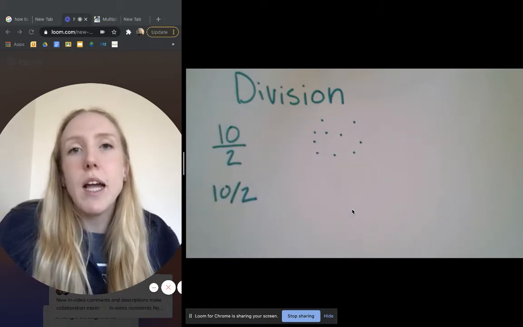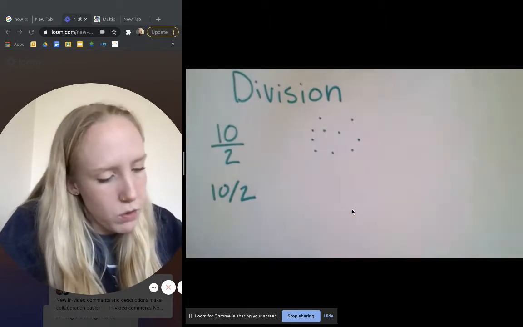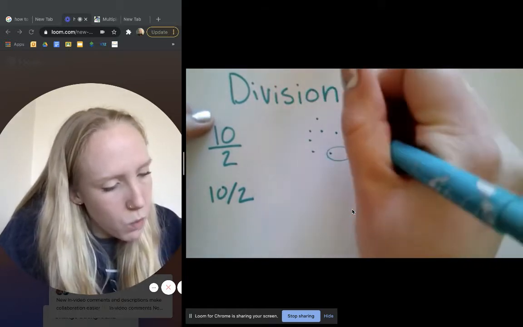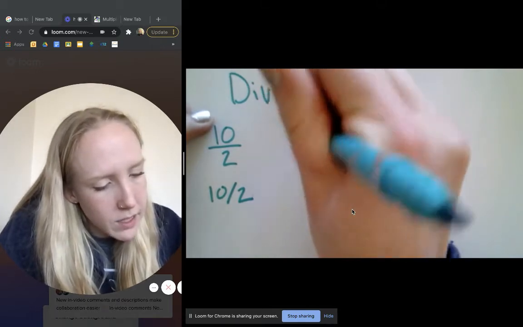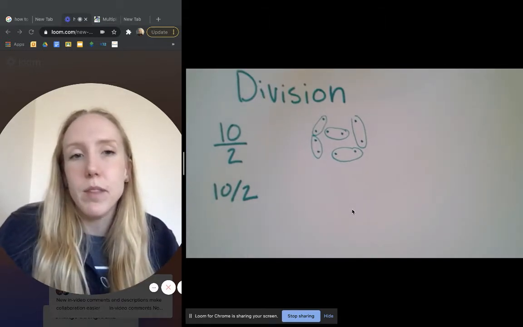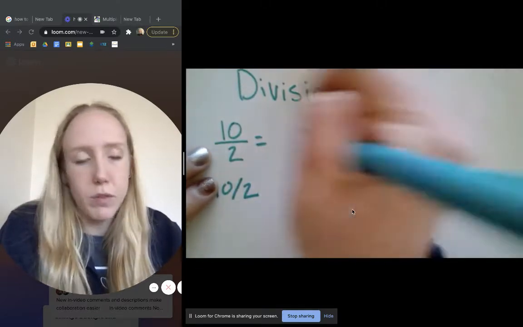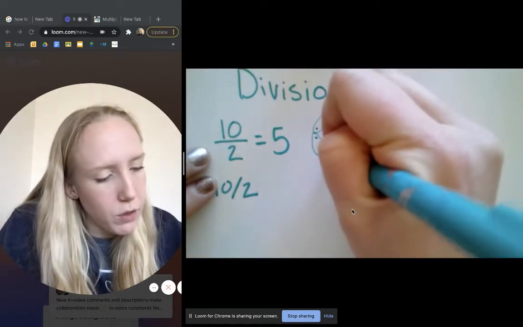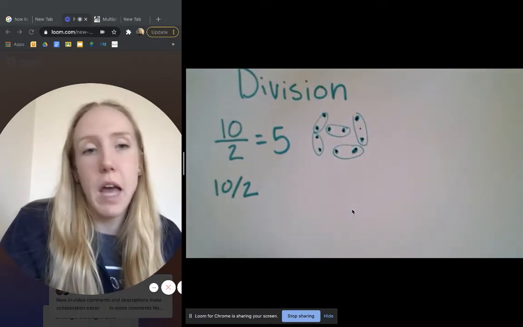So what I'm going to do is I'm going to count how many 2s I can fit into 10. So here is 2. Here's 2. Here's 2. So 2, 4, 6, 8, 10. So think to yourself, how many times could I fit 2 into 10? Well, 1, 2, 3, 4, 5 groups of 2. Okay, so there was 5 groups of 2 to make 10. That is what division is.